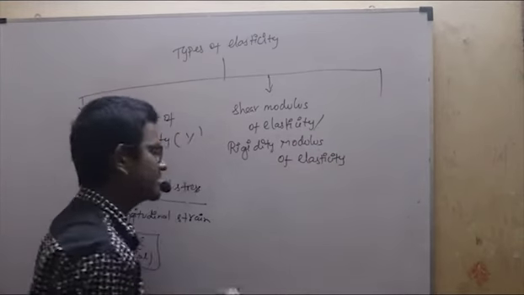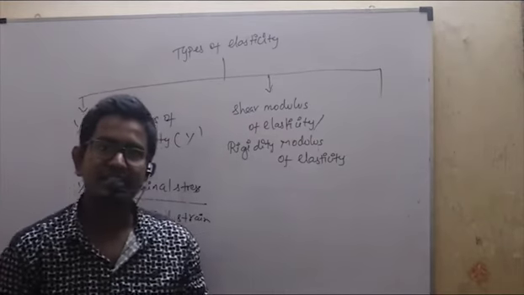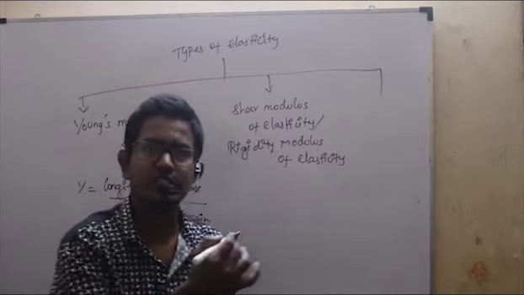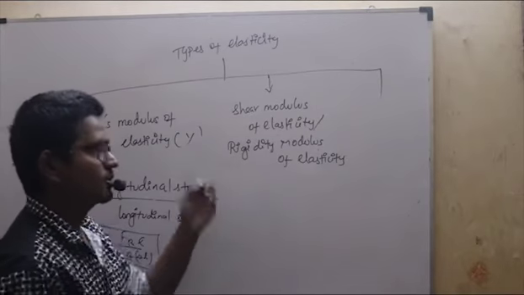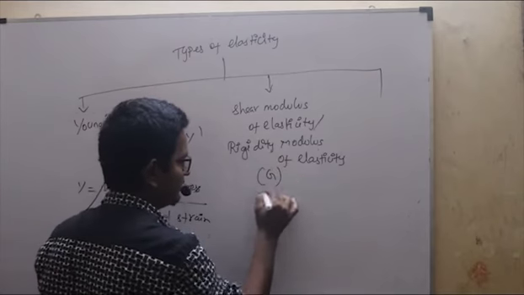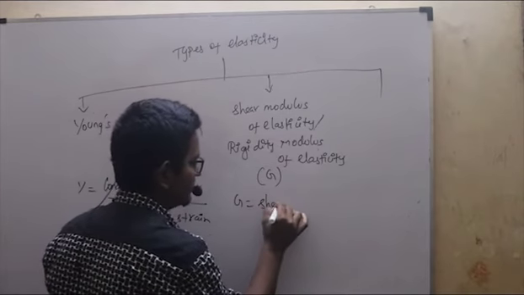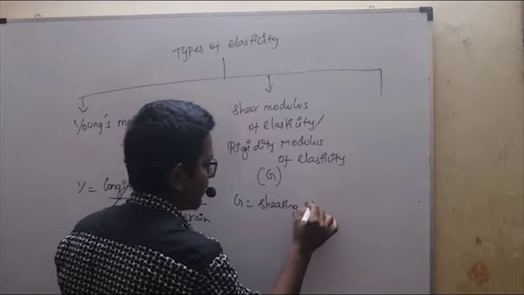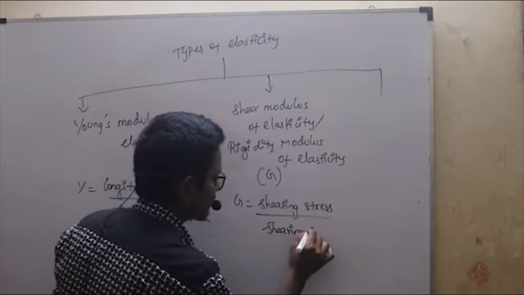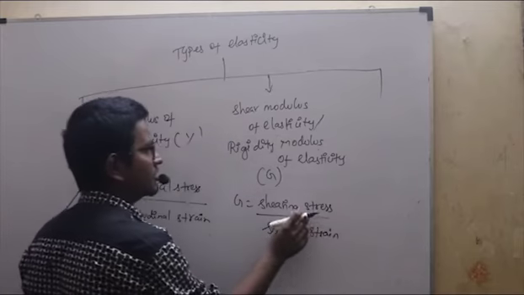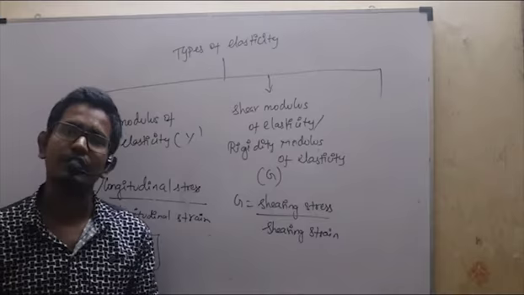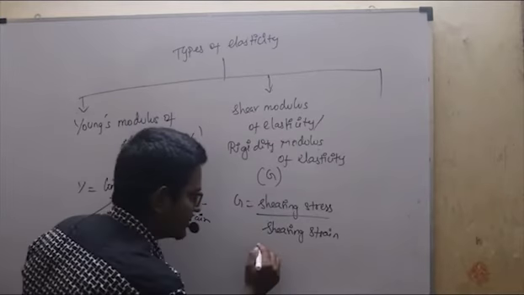Rigidity modulus of elasticity. Here, as you can observe, the shearing stress and the shearing strain. Shearing stress upon shearing strain is known as the shear modulus of elasticity, and it is represented as G. So G is equal to shearing stress upon shearing strain. That is nothing but the rigidity modulus of elasticity, or you can say the shearing modulus of elasticity. And what is shearing stress?